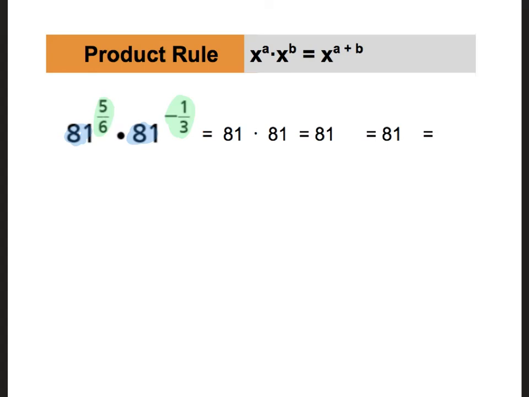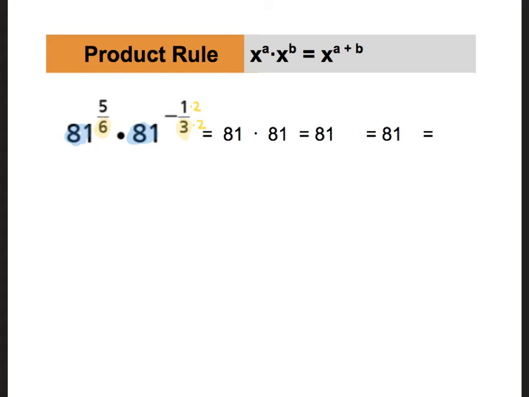Now remember, in order to add exponents, you need to have a common denominator. So if I look at my first fraction, my denominator is 6. And in my second one, my denominator is 3. I need those to match in order to add my exponents. So we want to find a common denominator. I know that if I multiply 3 by 2, I get 6. So I'm going to multiply the top and the bottom of this fraction by 2.